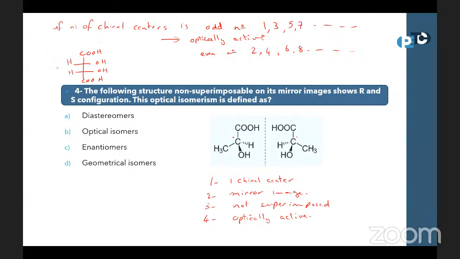If you bend this tartaric acid over itself, what will you see? The upper part and lower part are mirror images of each other. So in this case, it is optically inactive.